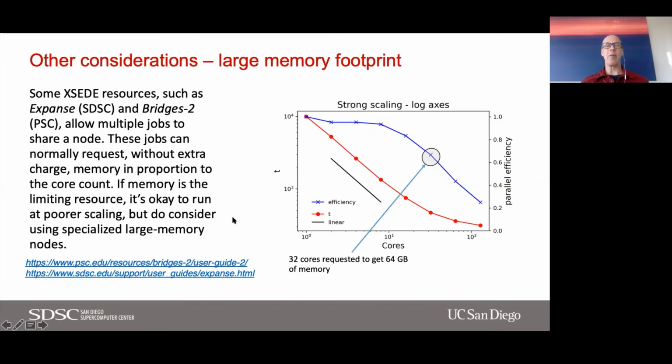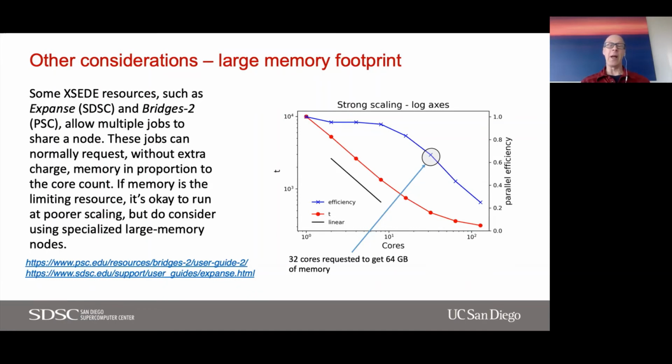And then one other consideration I'll just touch on briefly here is if your code has a large memory footprint. So when you're using these allocated resources like Expanse and Bridges 2, you can normally request memory in proportion to the core count. So on Expanse, we have 256 gigabytes of memory and 128 cores on a standard compute node.